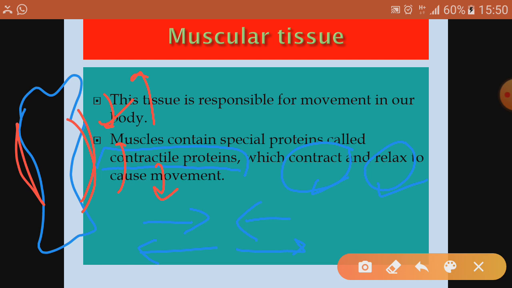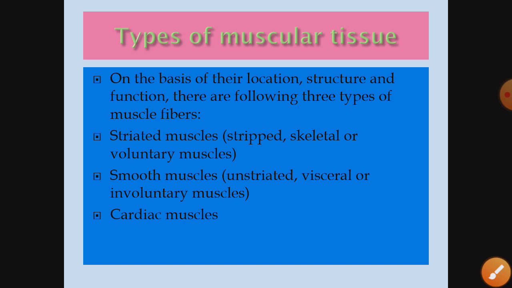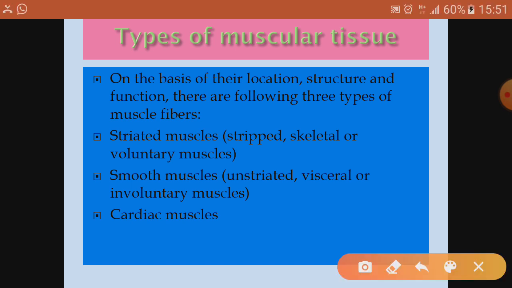The skeletal tissue is there too, but right now we are focusing on the muscular tissue, where contraction and relaxation bring about the movement. Now next is the types of muscular tissue. There are basically three types, on the basis of location, structure and function. Location means where they are found in the body, then what kind of structure they have, and what is their important function. On this basis muscular tissue is divided into three categories: striated muscle, smooth muscle, and cardiac muscle.